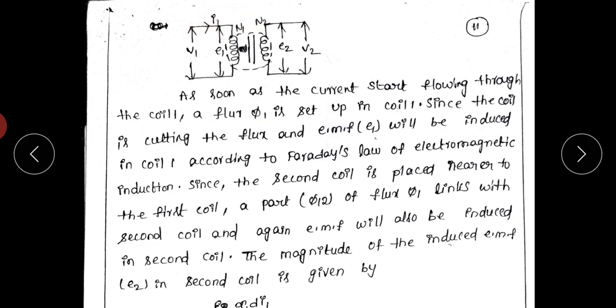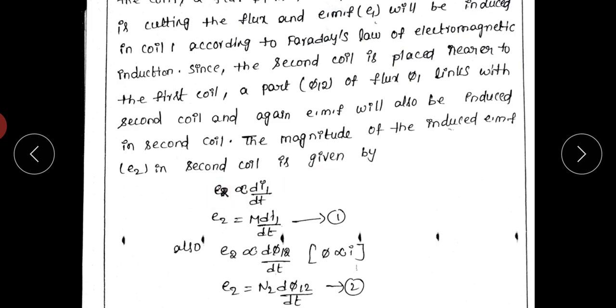Here the applied current is I1. This current I1 produces the magnetic flux phi1. Because of this phi1, some EMF E1 is induced in the first coil. Since the two coils are placed nearer to each other, some part of the flux links with the second coil. Due to these flux linkages, some EMF E2 is induced in the second coil. This induced EMF is directly proportional to the rate of change of first coil current. So E2 is proportional to d by dt of I1, or E2 equals M into dI1 by dt. This is equation number 1.